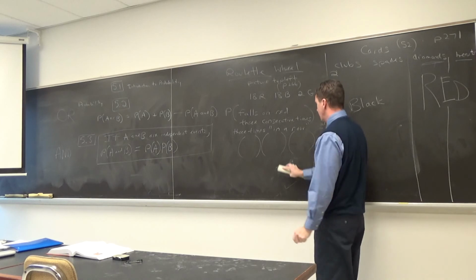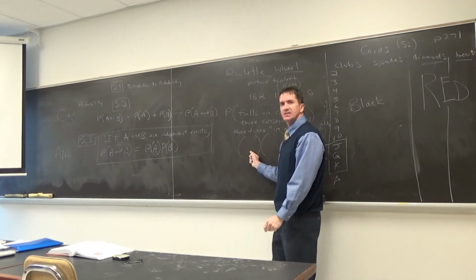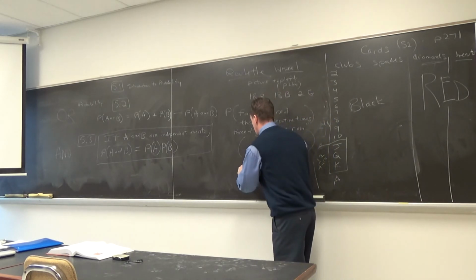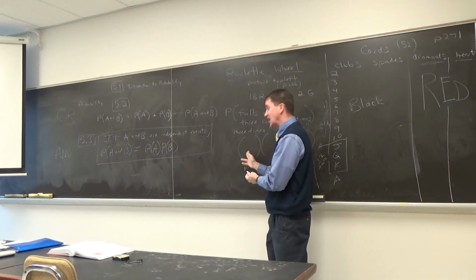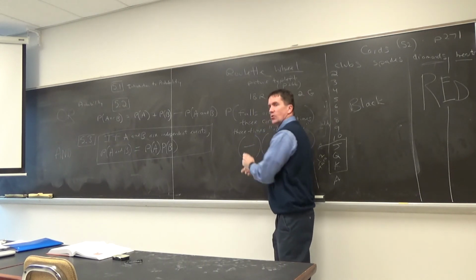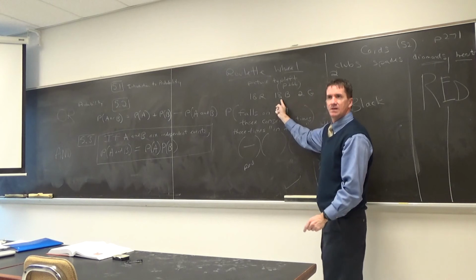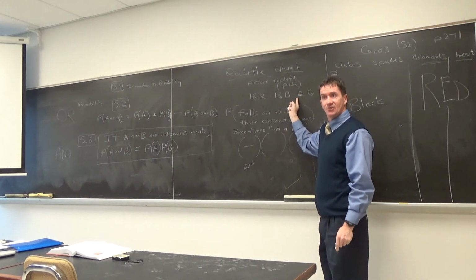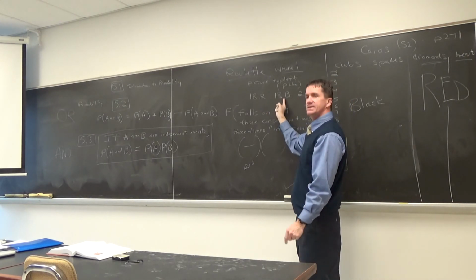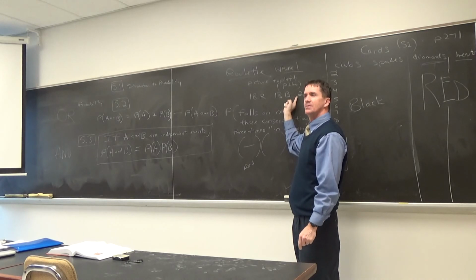Okay, I'm getting it all ready. Now what's the chances it lands on red? Remember, we've got to make this a fraction. So what's the total number of events here? 18 over 38. We're looking at the total number of slots, right? What's 18 plus 20? 38.